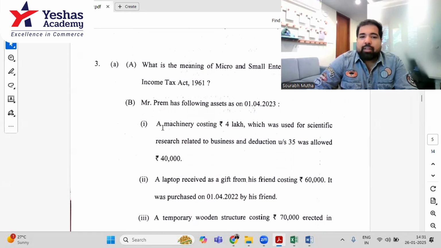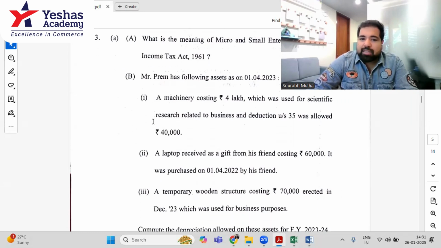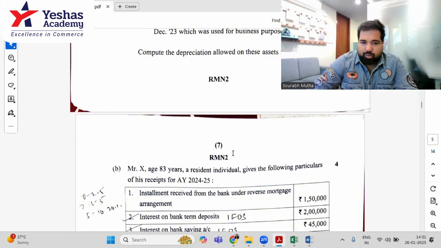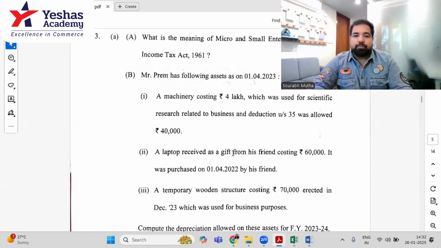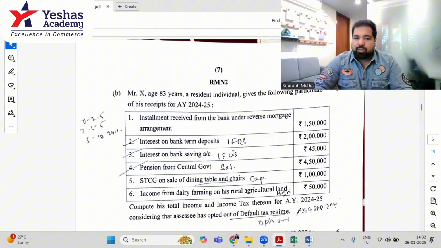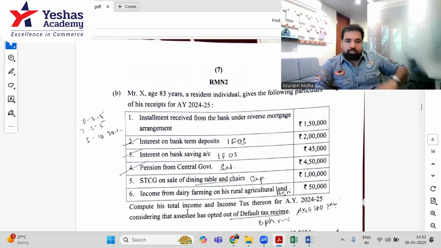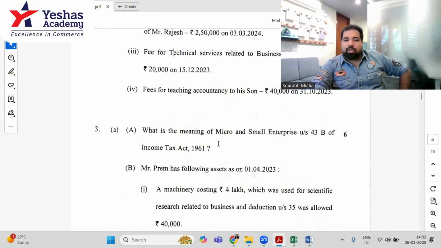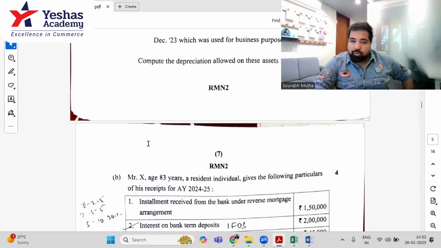Along with that, they've given the following assets. They've asked you to compute depreciation. And for both of these, they've given 6 marks totally. And 4 marks here. So there is 10 marks. And this one is compute the total income and income tax. So this is computation of income. Ideally, for someone who did not know this, maybe 1 or 2 marks will be reduced, but otherwise this looks like a doable question. Question number 3 also.